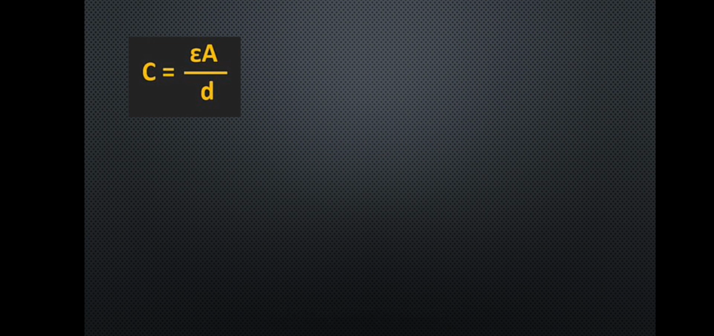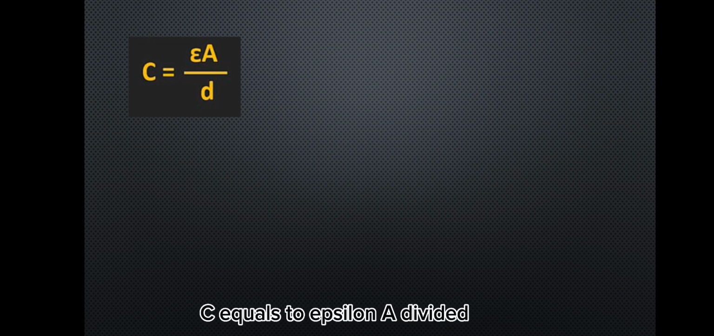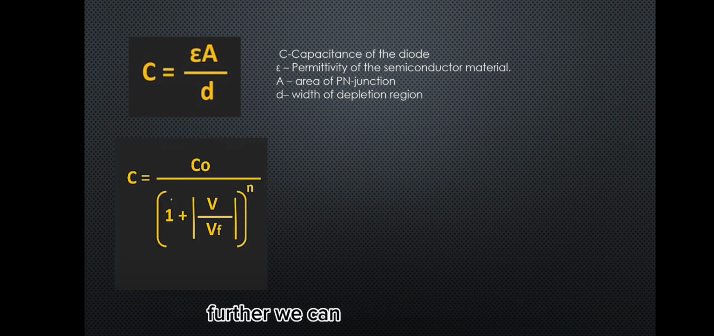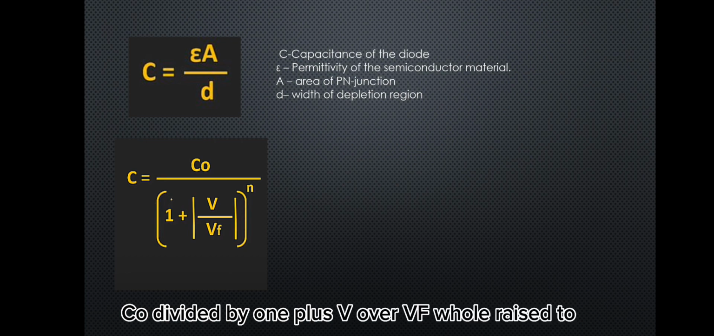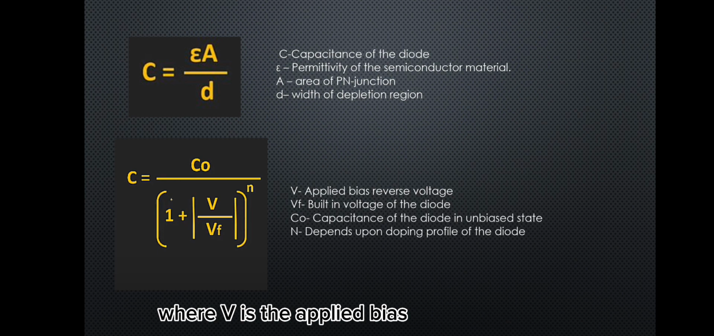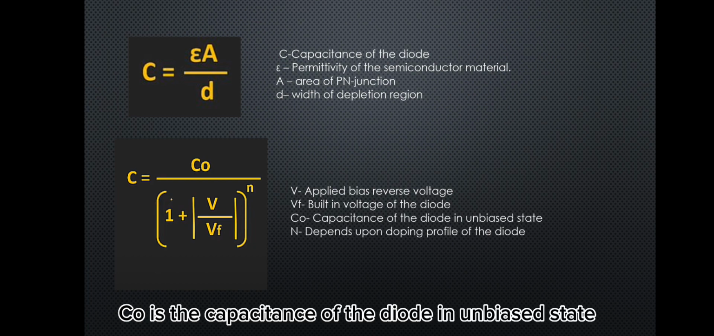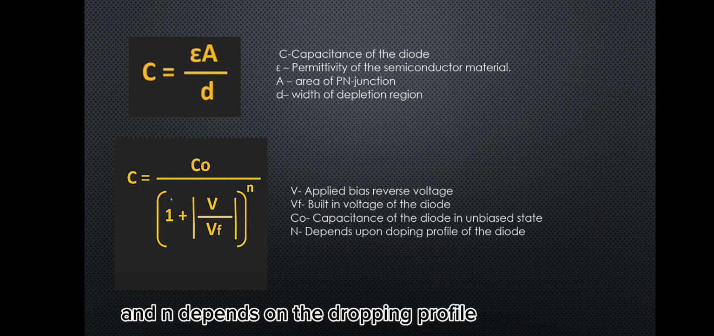We can use the general formula of capacitance for a Varactor diode. C equals epsilon A divided by D, where C is the capacitance of the diode, epsilon is the permittivity of the semiconductor material, A is the area of the PN junction, and D is the width of the depletion region. Further, we can write C equals C0 divided by (1 plus V over Vf) whole raised to n, where V is the applied reverse bias voltage, Vf is the built-in voltage of the diode, C0 is the capacitance of the diode in unbiased state, and n depends on the doping profile of the diode.